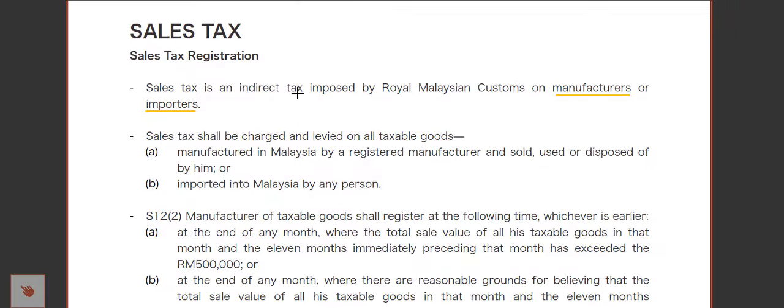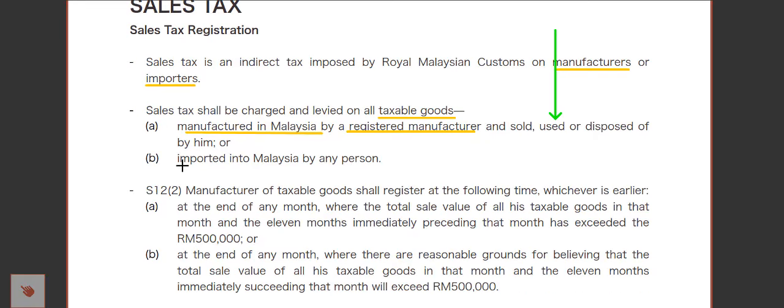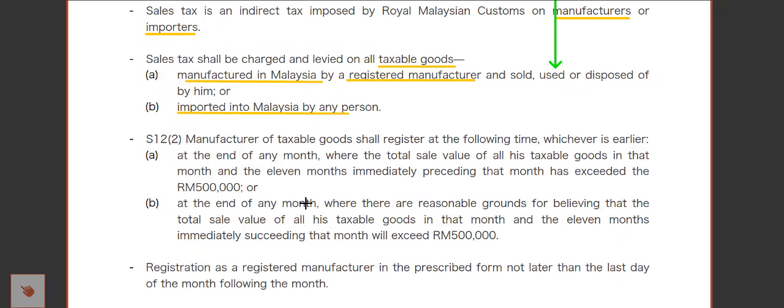All right. Now, if you see the law, it basically says that sales tax are charged and levied on all the taxable goods when they are manufactured in Malaysia by a registered manufacturer, which is sold, used, or disposed by him. Notice, even when you don't sell the product, you might still have to impose sales tax. Okay, and it also says that sales tax will be imposed when you import goods into Malaysia.